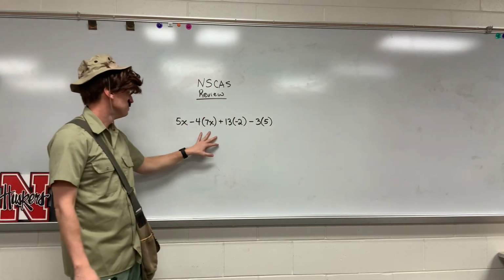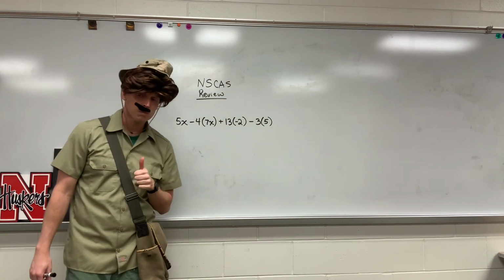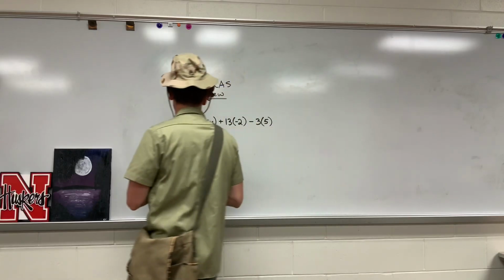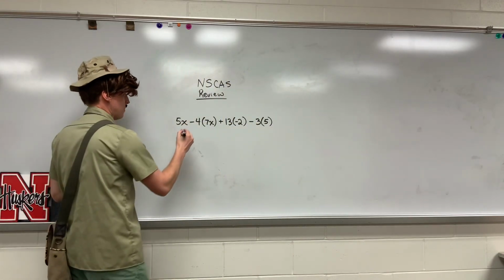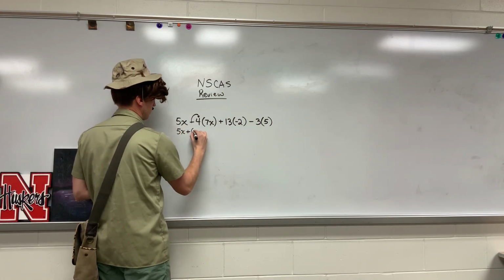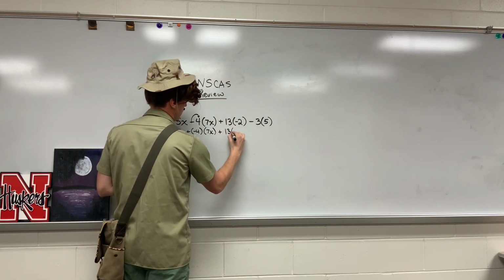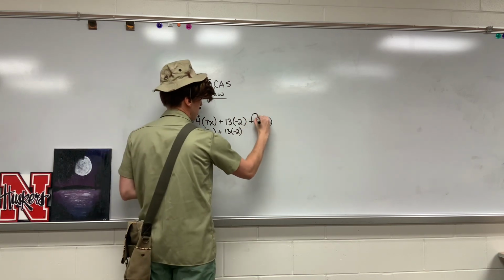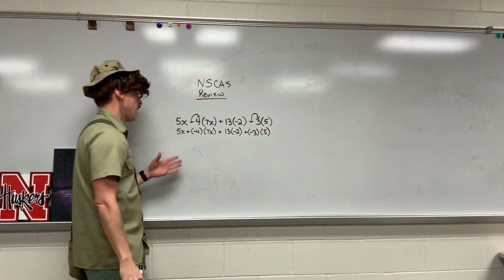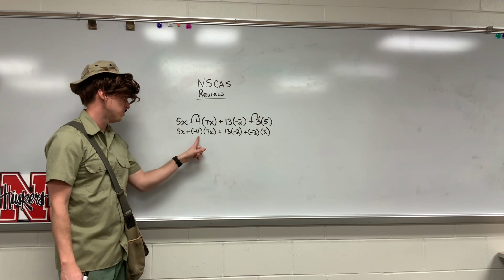So we have, simplify this by combining like terms. Good luck. I'm going to start off by adding the opposite. Okay, so we have plus negative 4 times 7x plus 13 times negative 2. Add the opposite here. Plus negative 3 times 5. Okay, I have to do multiplication first before I'm going to do addition. So I'm going to multiply here.